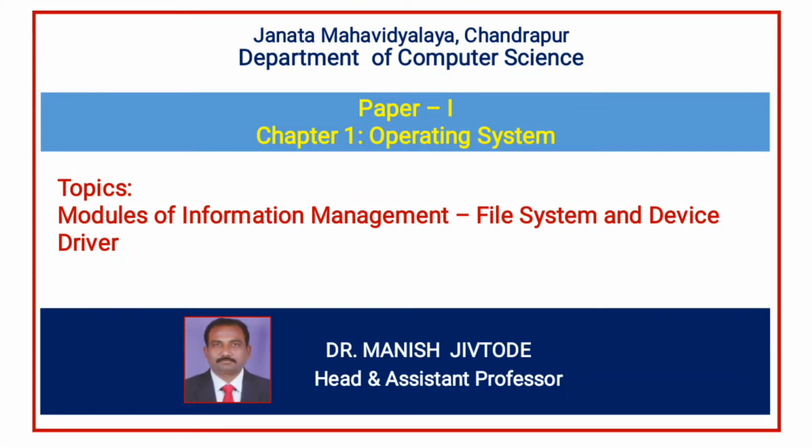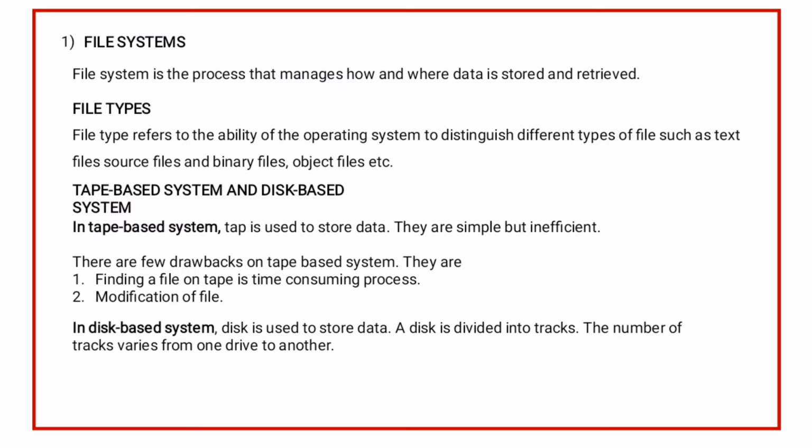The topic of this video lecture is Modules of Information Management. Information management consists of two main modules. Number one, file systems, and number two, device driver or device management. Now, first we will discuss file system. File system is the process that manages how and where the data is stored and retrieved.